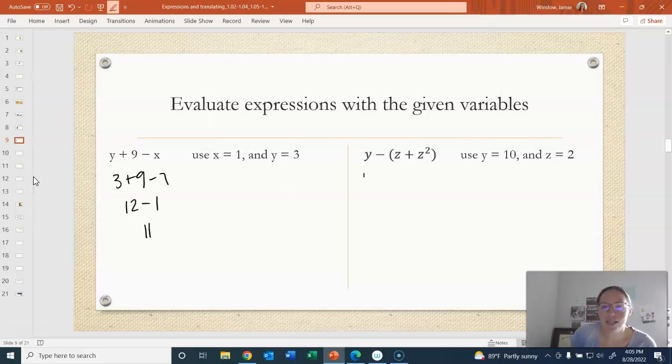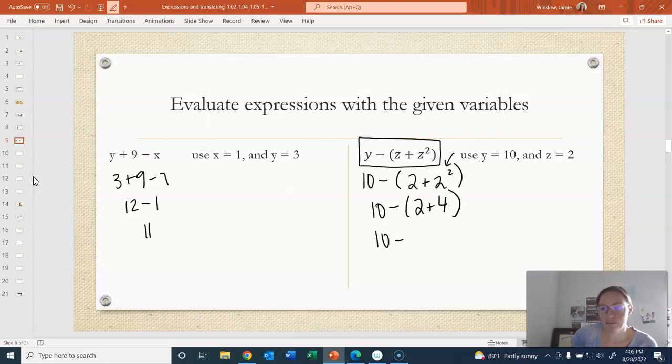Let's try this one. So y is 10. Z is 2. And then we can, by hand or with the Desmos calculator, simplify the expression. So this is an expression right here because there's no equal to symbol in it. Parentheses first, but there's an exponent. So 2 squared is 2 times 2, which is 4. 2 plus 4 is 6, and 10 minus 6 is 4. There we go. You'll see problems like this in your OMHS and on our assessments.